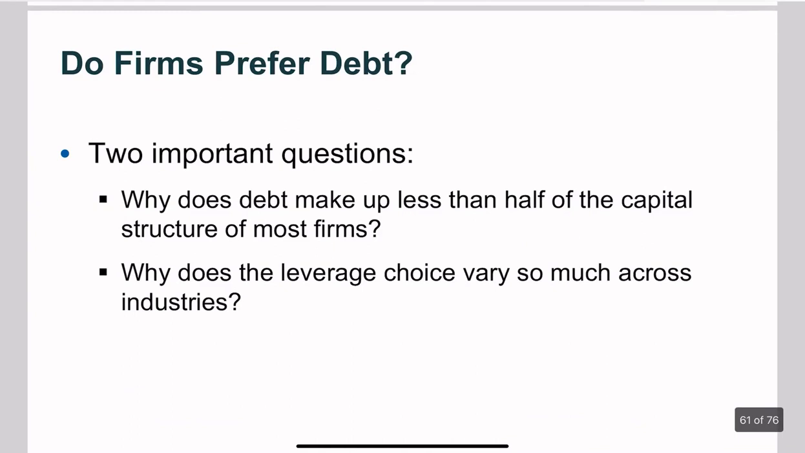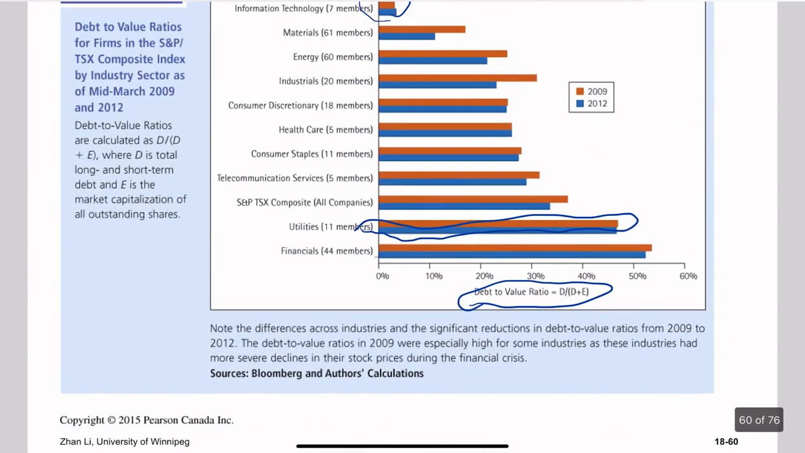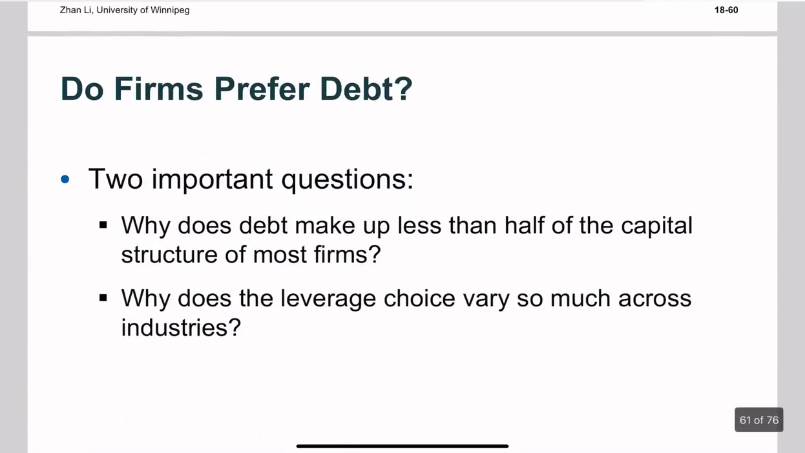Now, seeing these observations, these results, we have two questions to ask. The first is, why does debt make up less than half of the capital structure of most firms? Because you can see that for all these firms, debt makes up less than half of their capital structures. The second, why do we see these large differences in leverage choices across different industries?